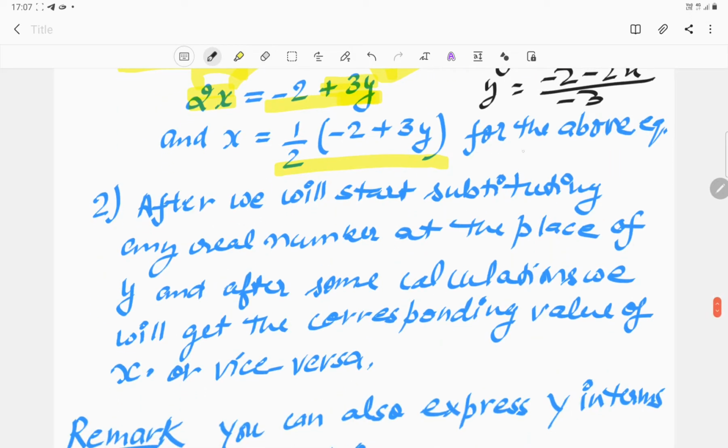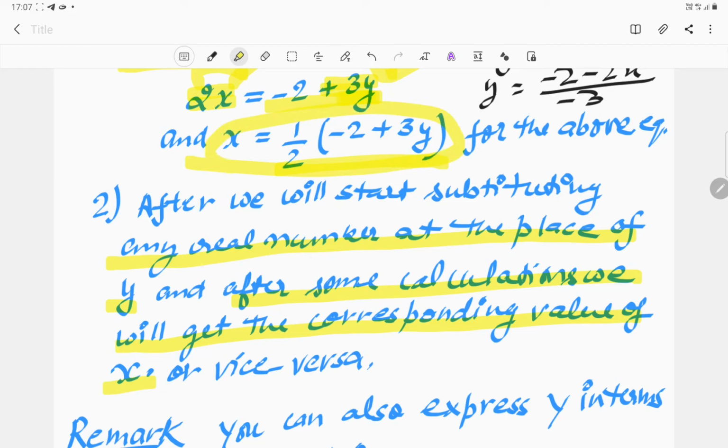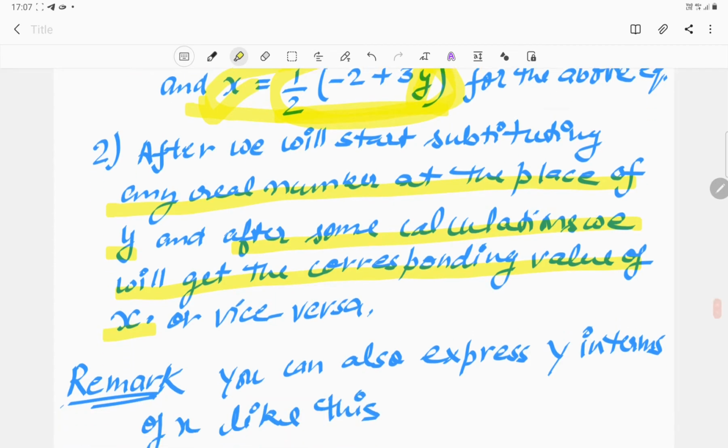After this we will start substituting any real number in place of y, and after some calculation we will get the corresponding values of x. It means in this equation we will start putting some real values for y and do some calculation on the right hand side. This will provide us the corresponding value of the other variable, that is x.